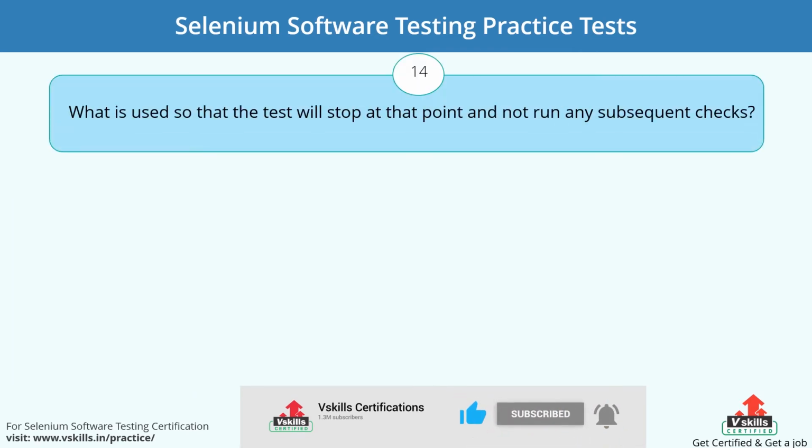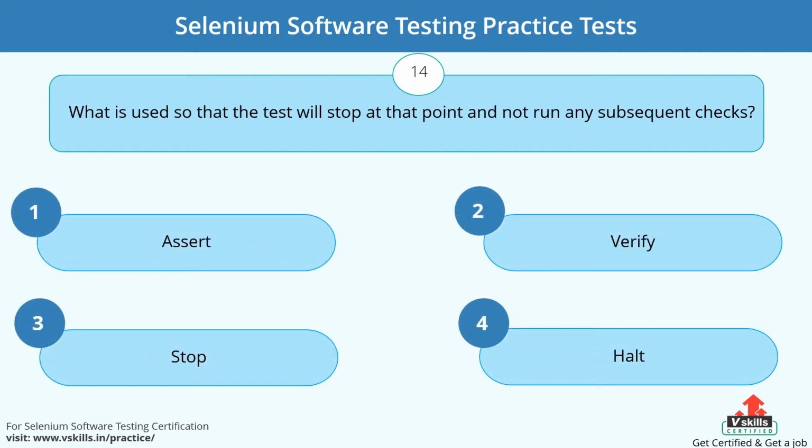Question number 14. What is used so that the test will stop at that point and not run any subsequent checks? The options are A. Assert, B. Verify, C. Stop, D. Halt. The correct answer is option A.